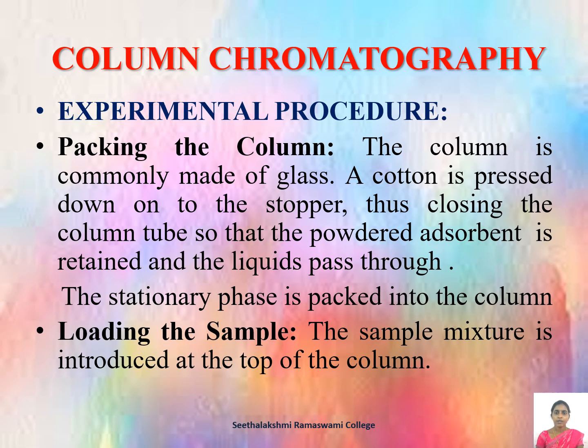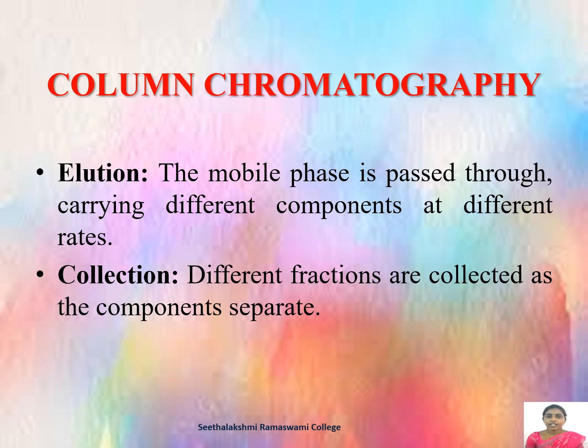Experimental procedure in column chromatography. Packing the column. The column is commonly made of glass. A cotton plug is pressed down onto the stopper, thus closing the column tube so that the powdered adsorbent is retained and the liquid passes through. The stationary phase is packed into the column. Loading the sample: the sample mixture is introduced at the top of the column. Elution: the mobile phase is passed through, carrying different components at different rates. Final collection of the sample: different fractions are collected as the components separate.